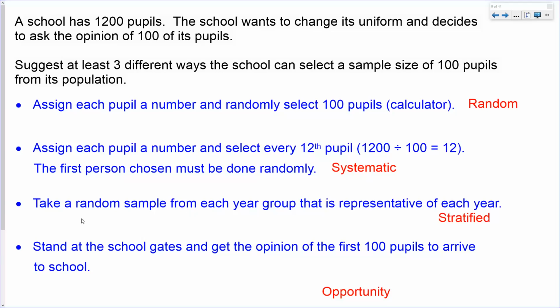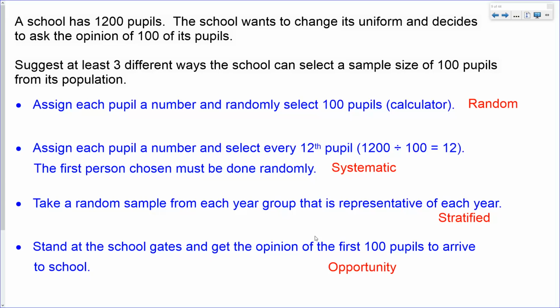Or we could even just stand at the school gates and get the opinion of the first 100 pupils to arrive, to give their opinion on whether they should change the school uniform or not. Because we're stood at the school gates and just coming across the first 100 pupils we see, it's an opportunity. So we call that opportunity sampling.